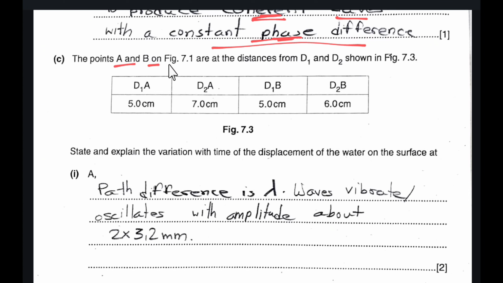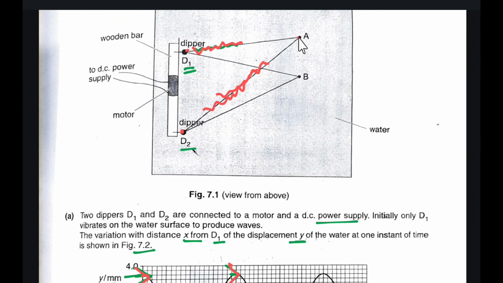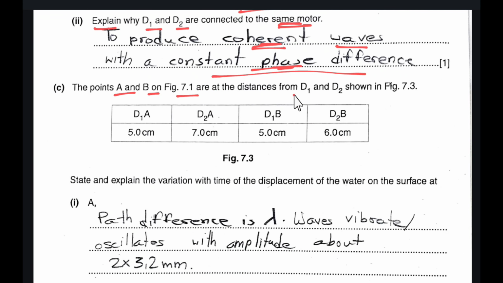Then points A and B on figure 7.1, that is in this figure, are at distances D1 and D2 as shown in figure 7.3. So these distance values are given. State and explain the variation with time of the displacement of water on the surface at A. So what is the displacement at point A?